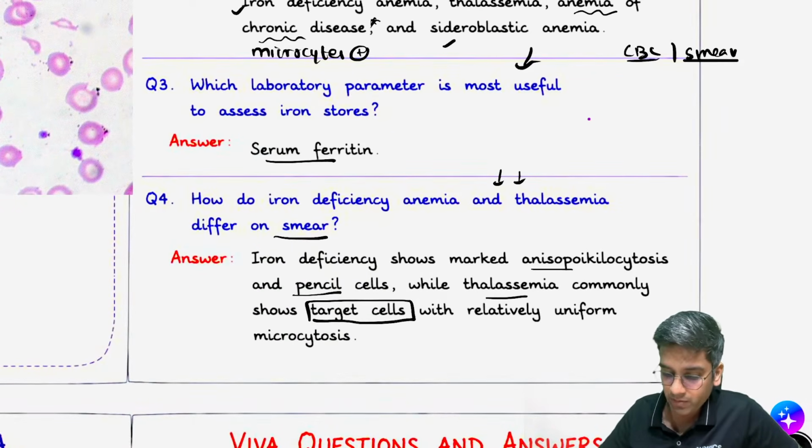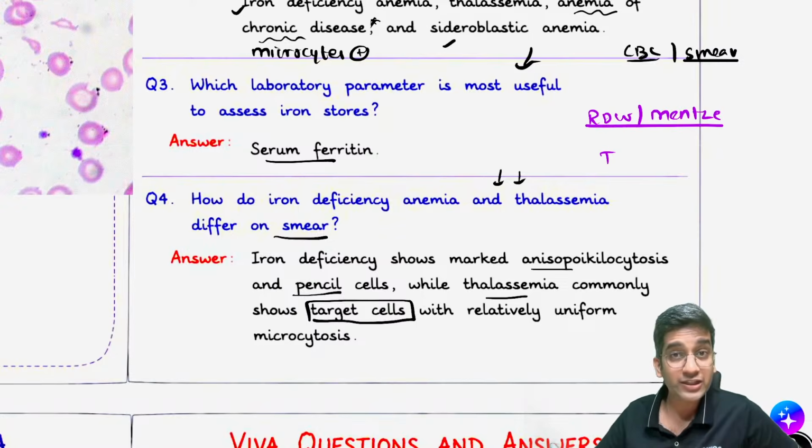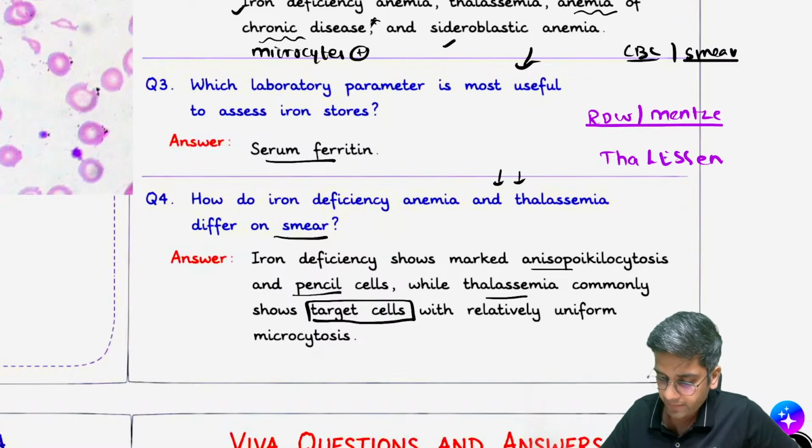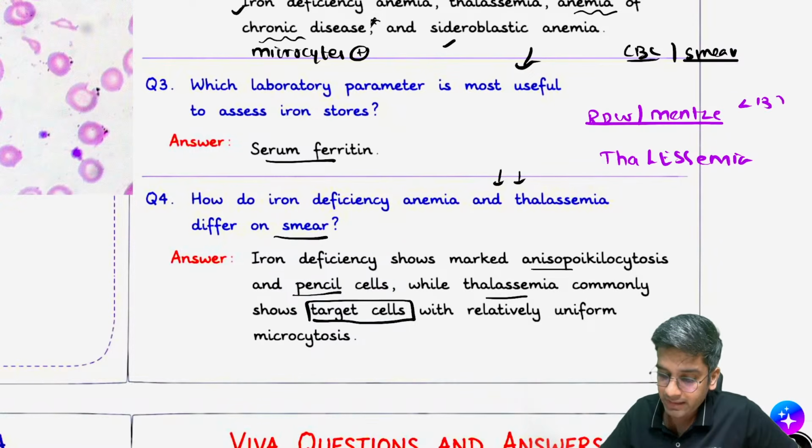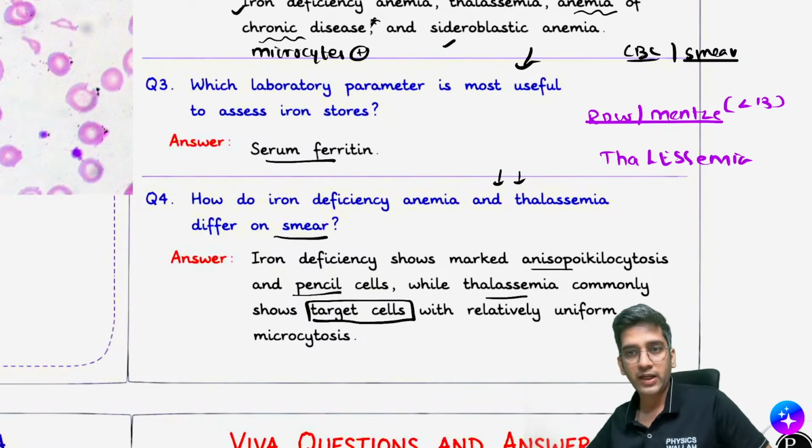And the easiest way to remember what happens in RDW and what happens in Mentzer's index, though it's not the right way to read, but I can say, in thalassemia, RDW will be narrow, okay, and Mentzer's index will be less than 13 in case of thalassemia. Fine, okay.